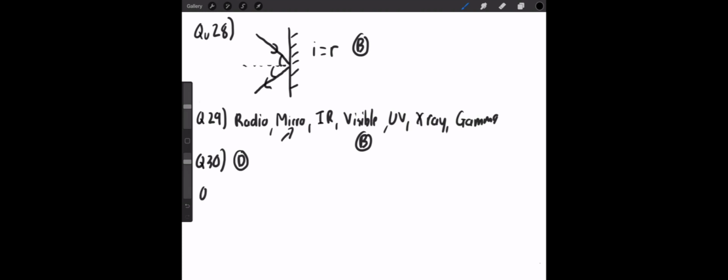And question 31. Which of the following is the correct reason why greenhouse gases are causing an increase in the average temperature of the Earth's atmosphere? The answer is A, and I'll explain why.